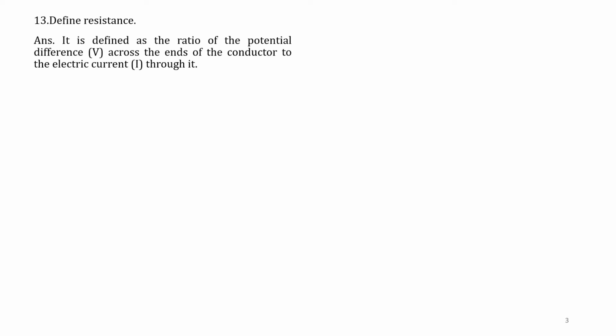Question number 13. Define resistance. It is defined as the ratio of potential difference V across the ends of a conductor to the electric current through it. So, resistance is V by I, or R is equal to V by I.